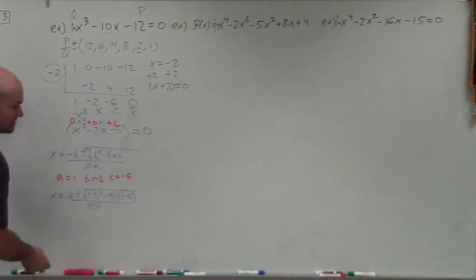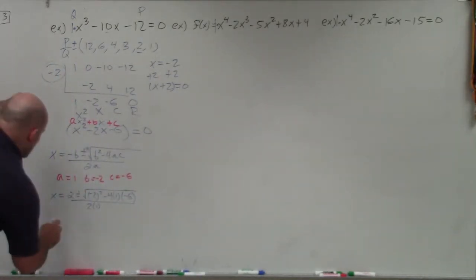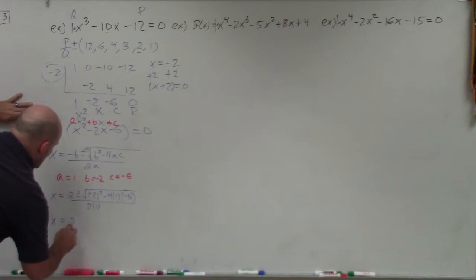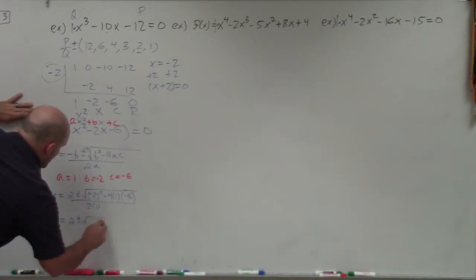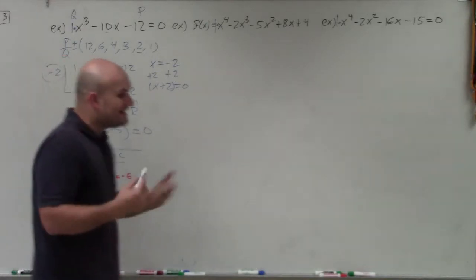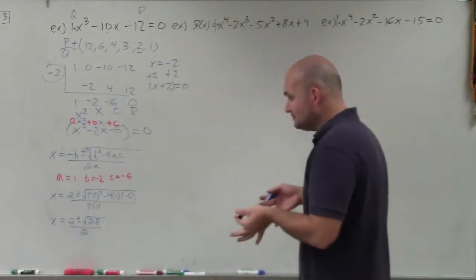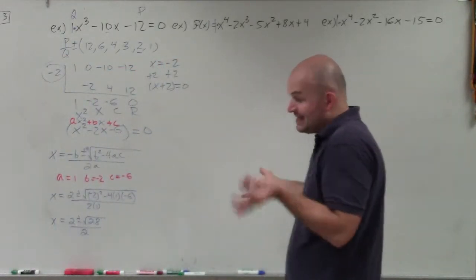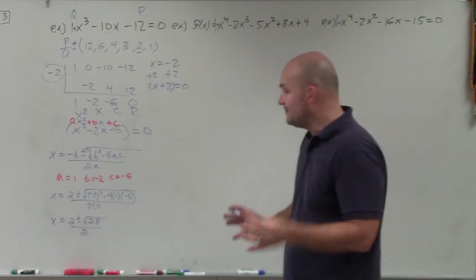6 times 4 is 24. So I have x equals 2 plus or minus the square root of positive 28, divided by 2. Now, the next thing we want to do is, that is going to be your exact answer, but we can simplify this.